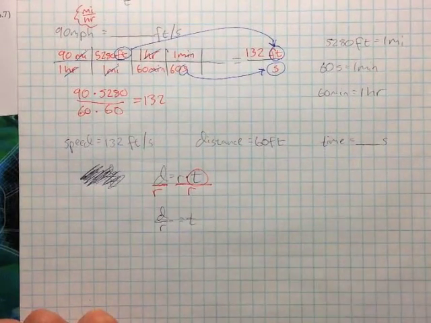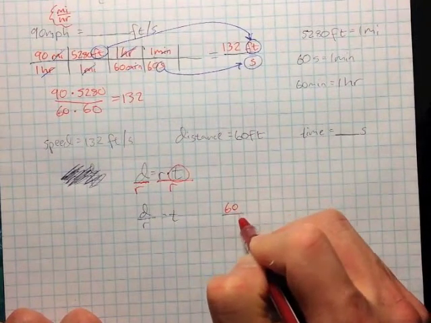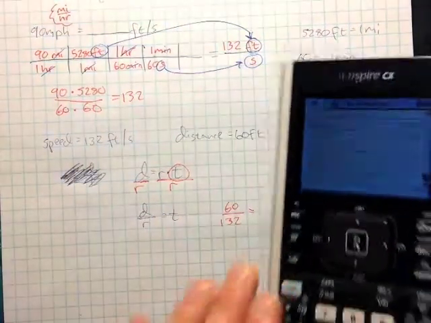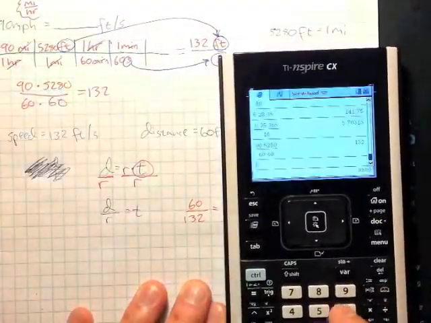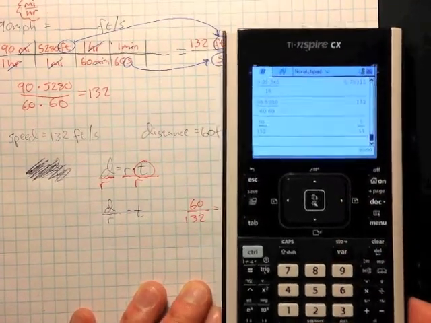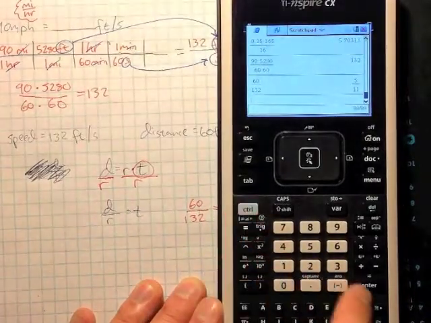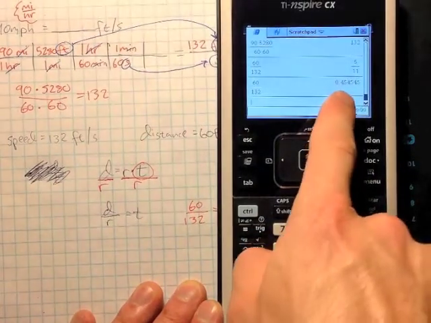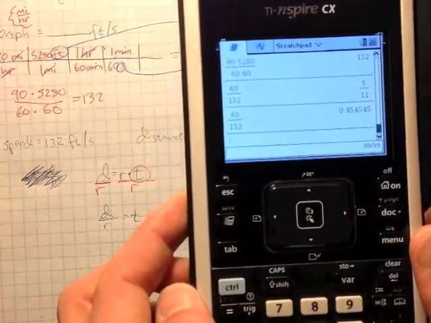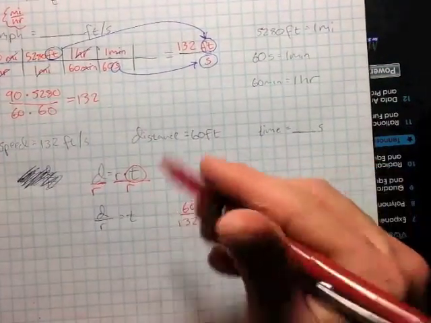Alright, this is telling us to take the distance, which is 60, divide by the rate, which is 132, and then this is going to be equal to 5 divided by 11. I want that as a decimal, so I'm going to hit Control, Enter. There we go. It worked this time. 0.454545. I'm just going to round that. 0.45.